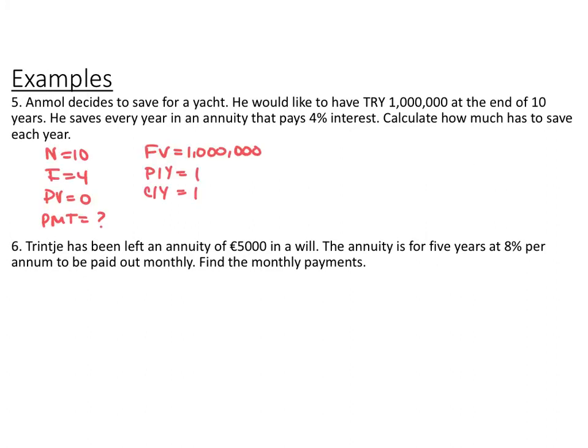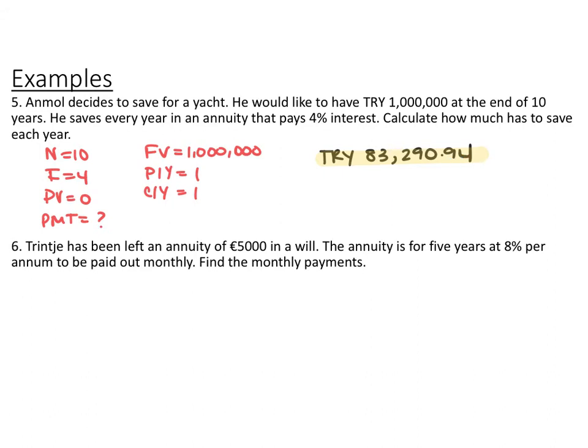So if you use your TVM solver, you're going to have the number of years be 10, the interest rate is 4. The principal value is 0. He starts with no money. That's what he's saving for. The payment is what we're going to solve for. The future value is $1 million. Payment per year is 1, and compounding per year is also 1. So then you bring your cursor over to payment, hit alpha enter. And once you've done that, you find that he should be saving 83,290.94 Turkish lira every single year.